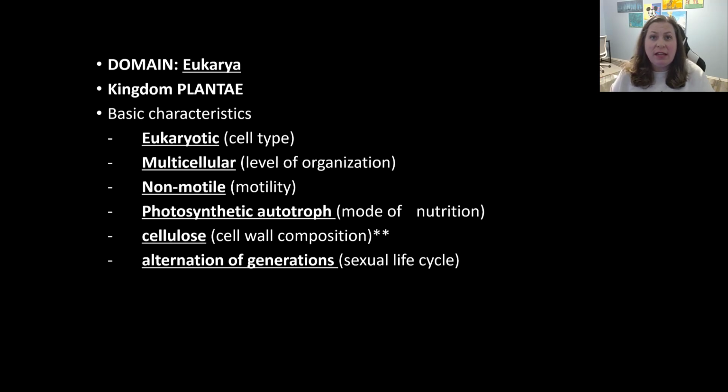We also see that they do have a cell wall around their cells. This cell wall is made out of cellulose. Now, specifically, cellulose is a type of sugar. It ends in -ose, and it's a structural sugar.